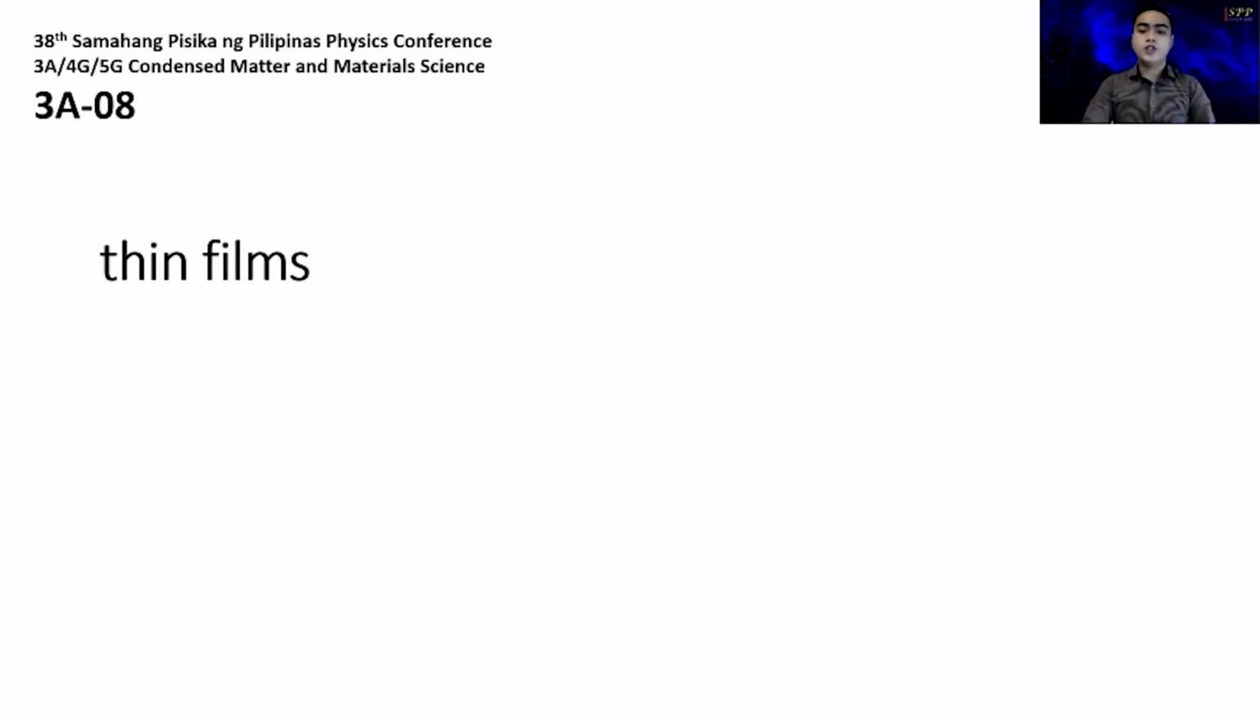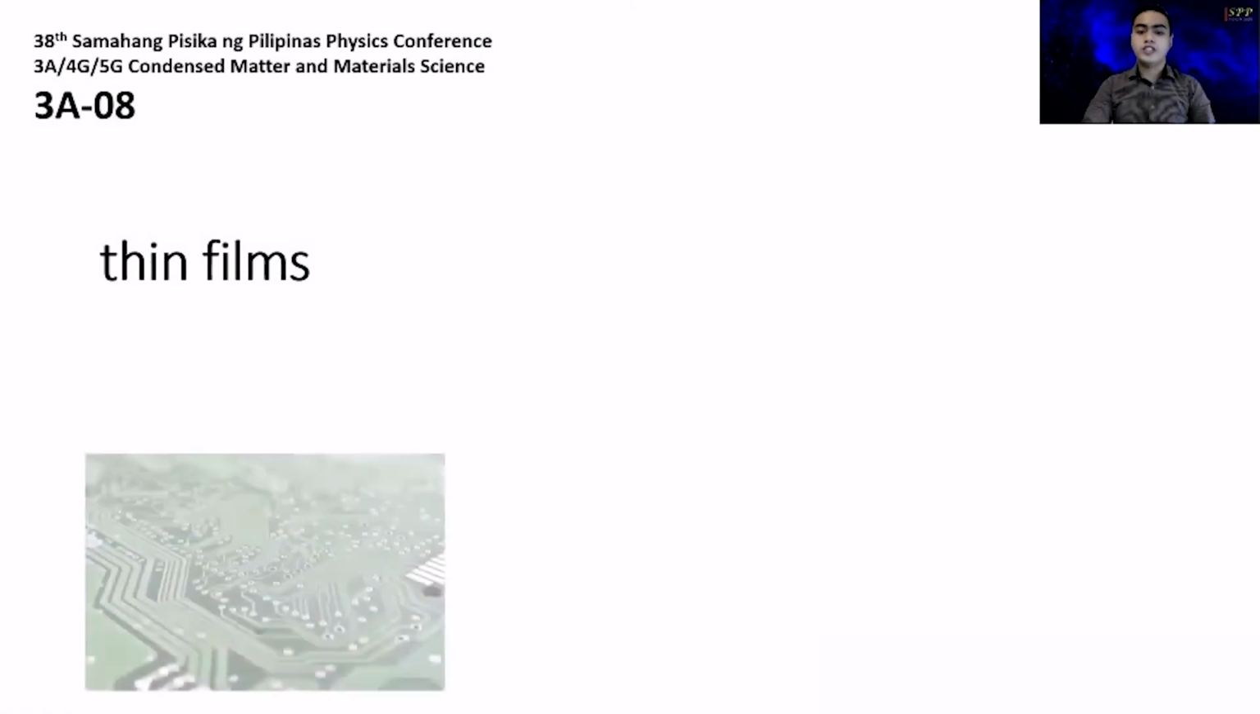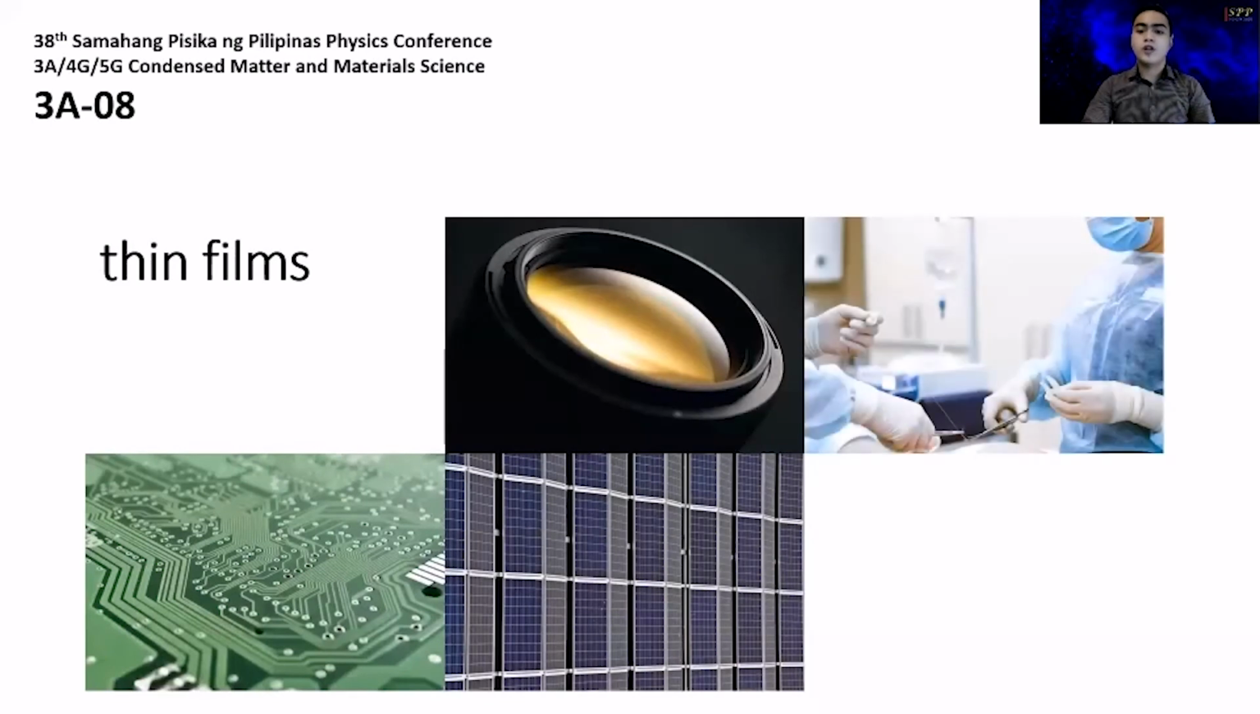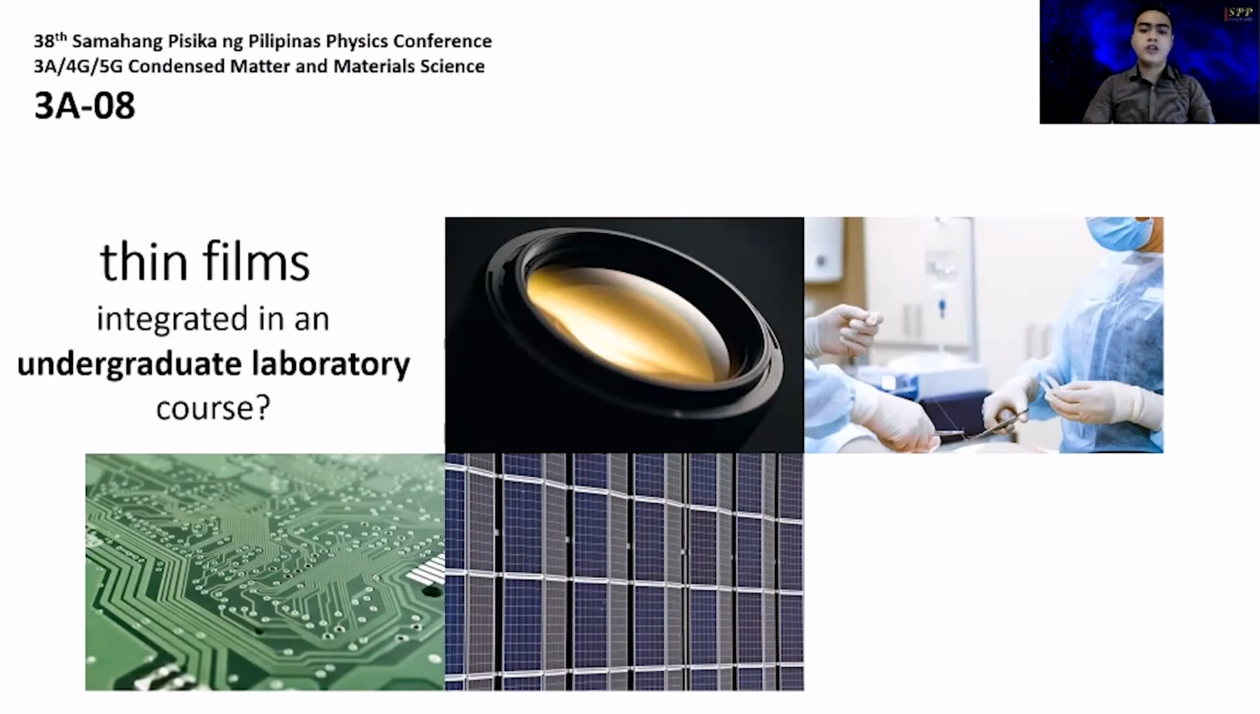Thin films are used in a wide range of applications, such as integrated circuits, solar cells, protective coatings for optical instruments, and medical implants. With this versatile potential in mind, how can we integrate thin film technology in an undergraduate laboratory course where students can understand the fabrication and characterization of thin films?